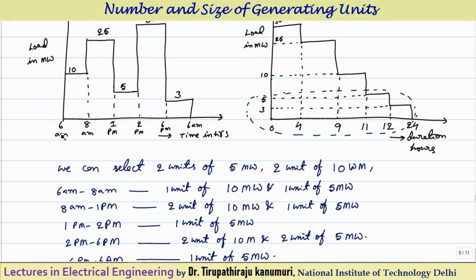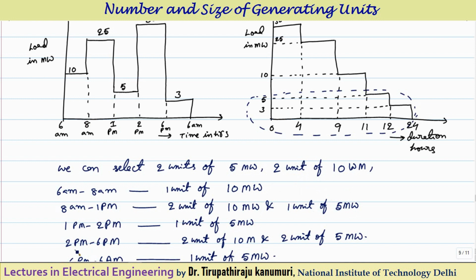So from 6 to 8 am, as my total load is equal to 10 megawatt, 1 unit of 10 megawatt is sufficient to run, because only 10 megawatt is needed. Now from 8 am to 1 pm, how much is there? 25 megawatt is there. So 2 units of 10 megawatt and 1 unit of 5 megawatt will be required. Now from 1 pm to 2 pm, only 5 megawatt is there. So 1 unit of 5 megawatt will run.